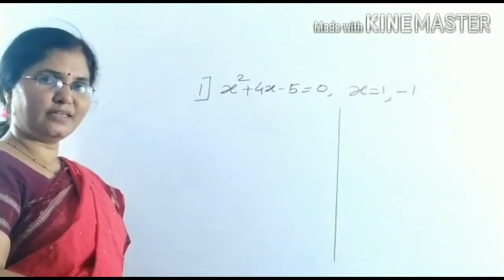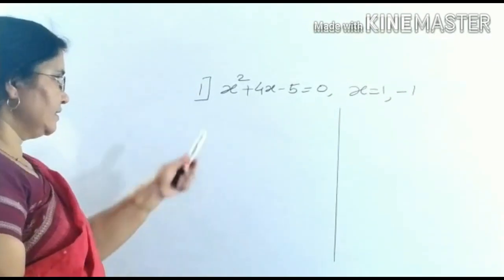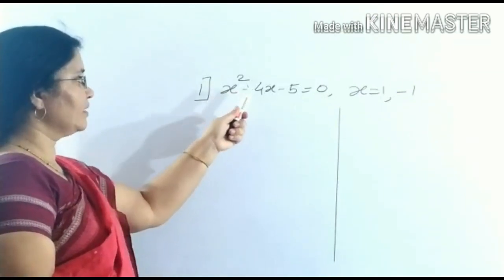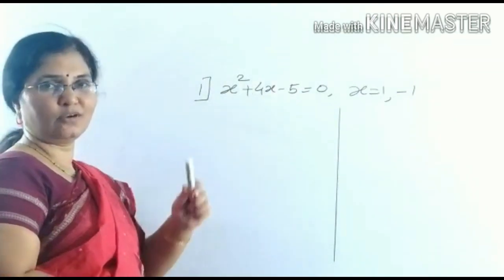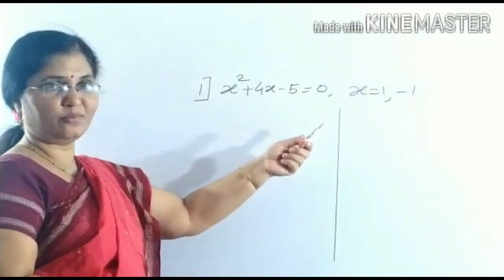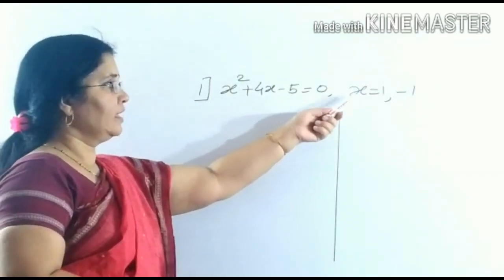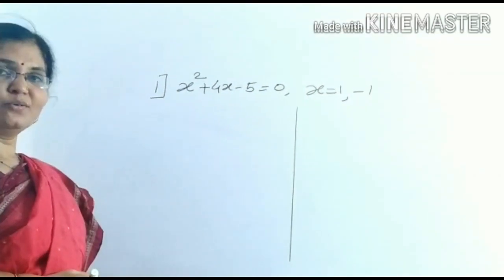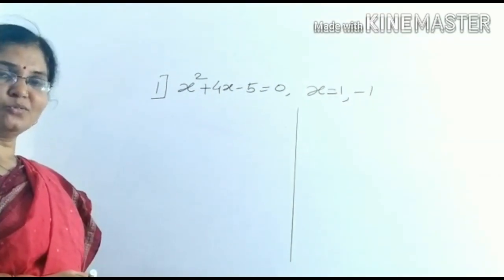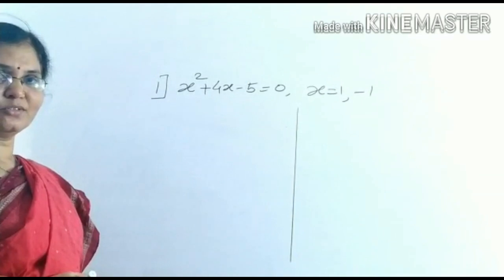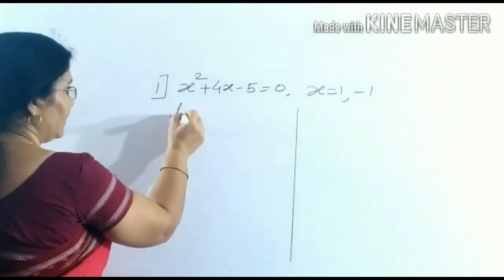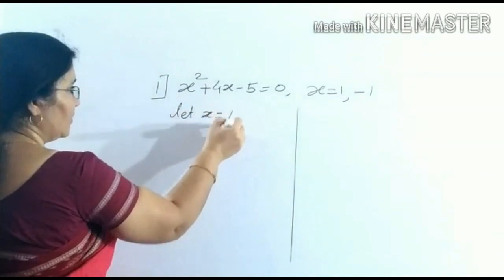We will see one example. Here in this example, the quadratic equation is given as x square plus 4x minus 5 is equal to 0. And in front of that, two values are given: x is equal to 1 and x is equal to minus 1. We have to check whether these are the roots of the given quadratic equation or not. So first value we will consider, let x is equal to 1.